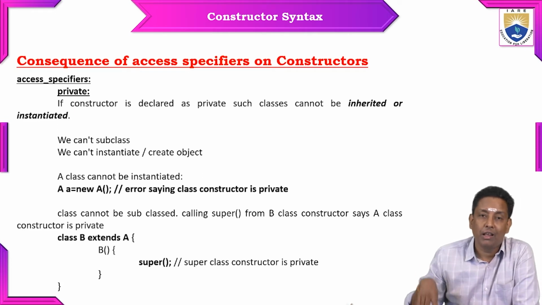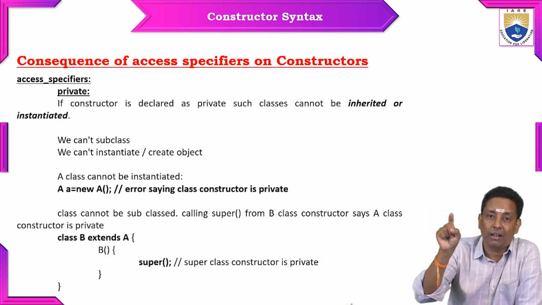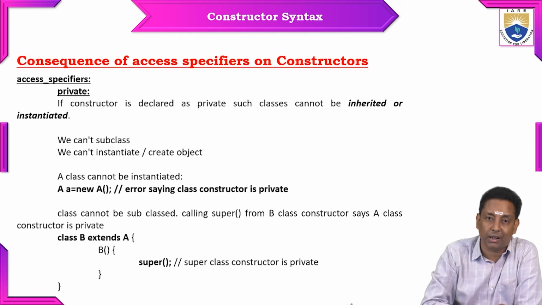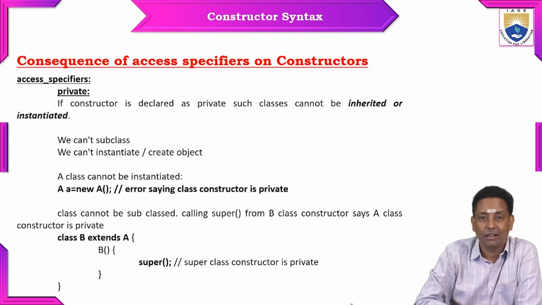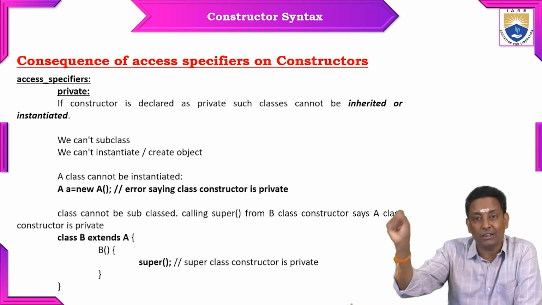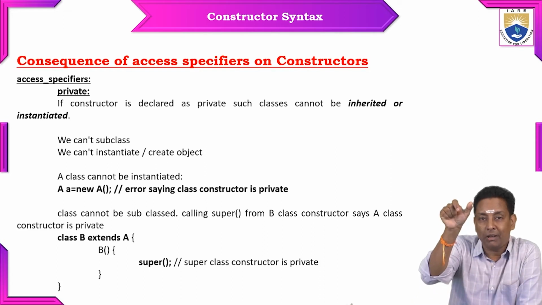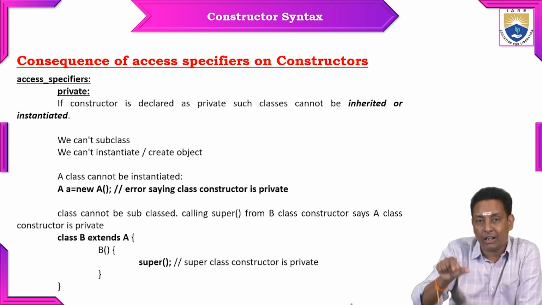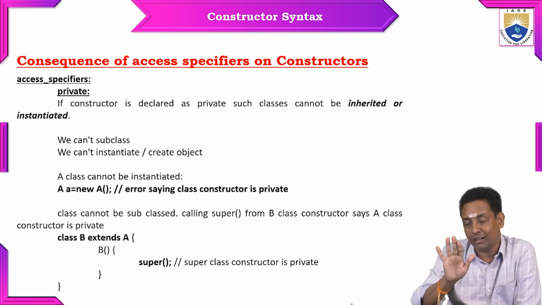Where are they? A public class can be inherited in the same package. A public class can be instantiated in the same package. A public class can be inherited outside the package. A public class can be instantiated outside the package. 4 scopes. So a public class can be accessible anywhere within and outside the package. Up to that point is clear.